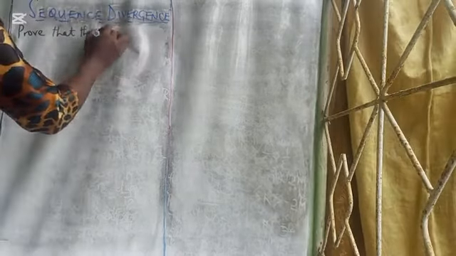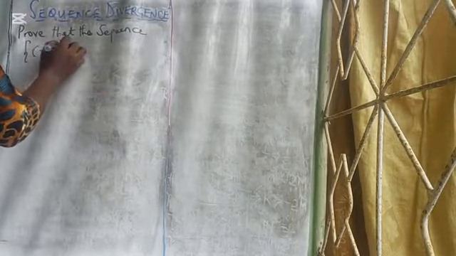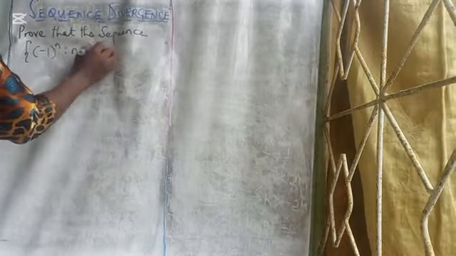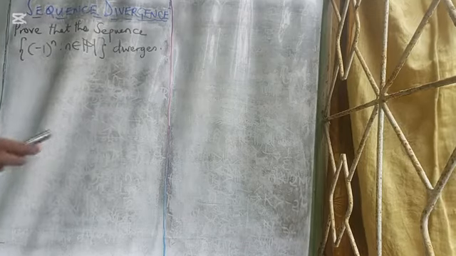For this class, we want to prove that the sequence minus 1 raised to power n for all n belonging to the set of natural numbers diverges. We want to prove that this sequence diverges. However, before we begin to prove that it diverges, let's consider the terms of the sequence.